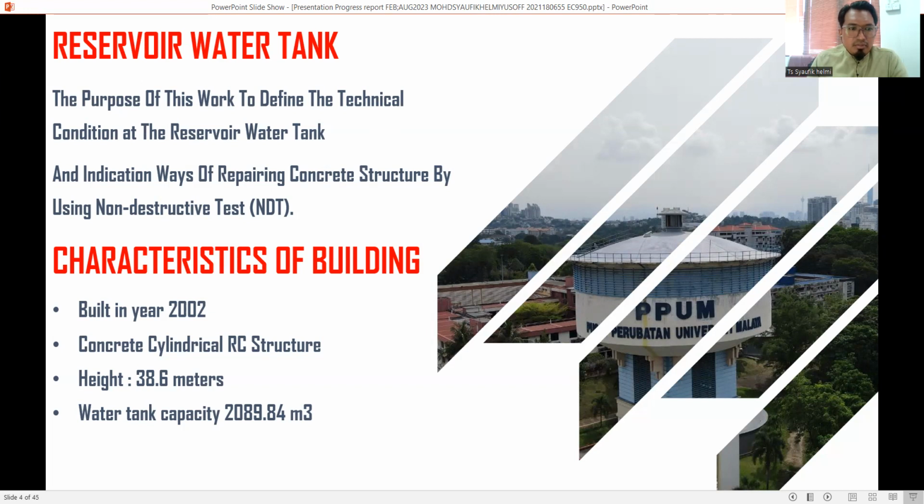The building was built in 2002. It is a concrete cylindrical RC structure. The height of the reservoir structure is 38.6 meters, and the water tank's capacity is 2098.89 meter cube.